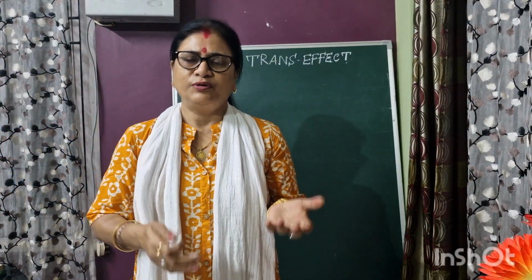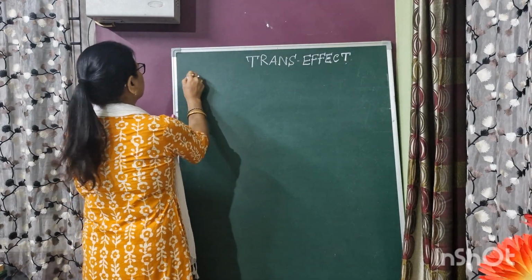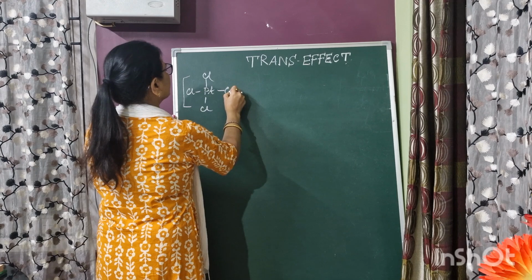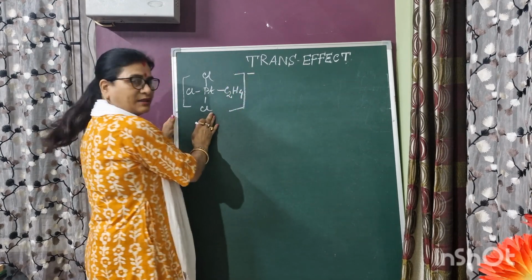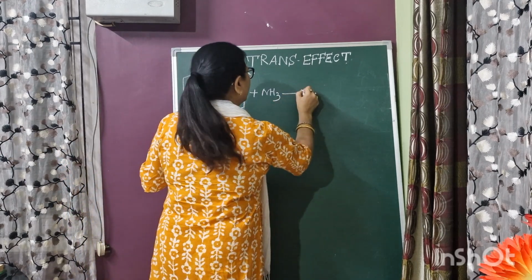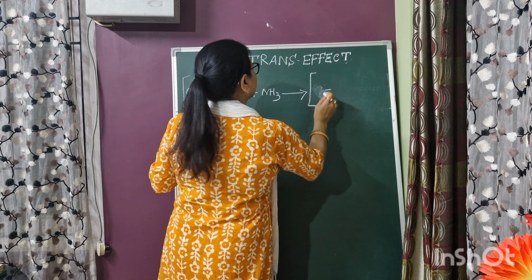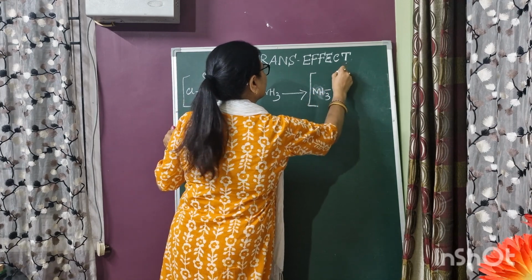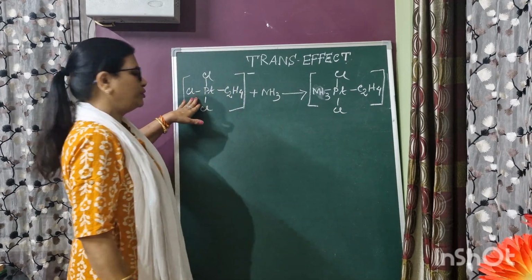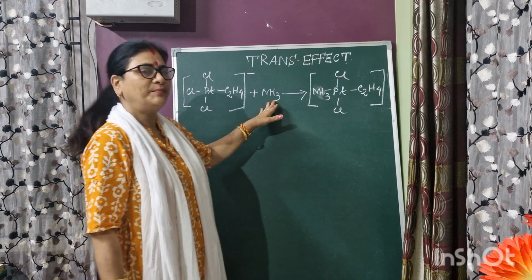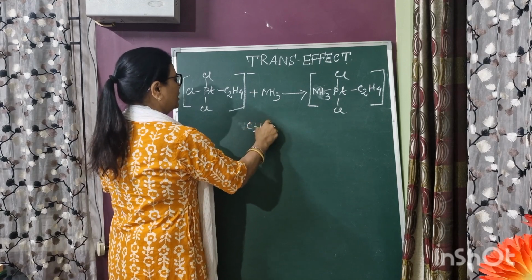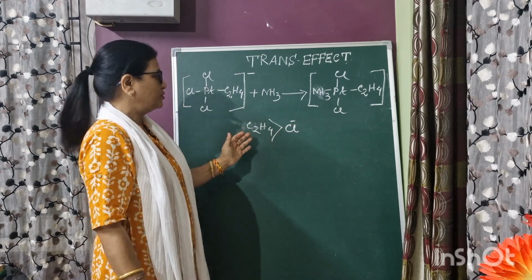Let us take another example to explain the trans effect. This is one complex. If we substitute one of the ligands by the amine ligand, we get the product now. The chlorido ligand trans to ethylene ligand will be substituted by the amine ligand, because the trans effect of C2H4 is more than chlorido ligand. So the product will be this.